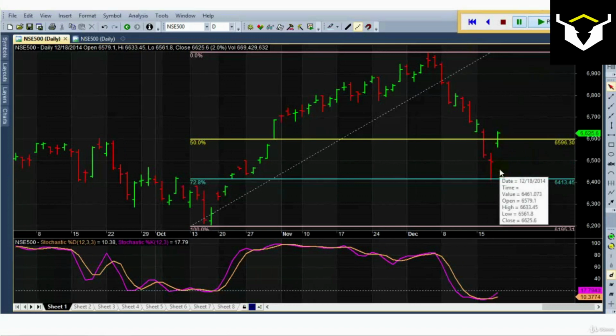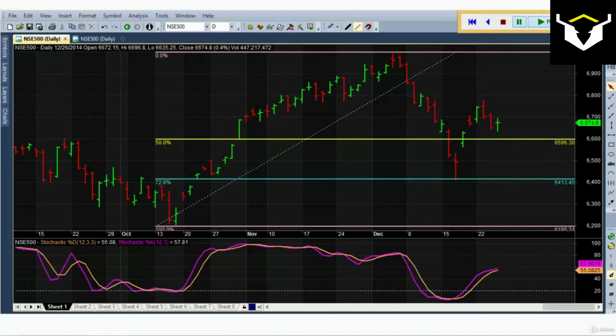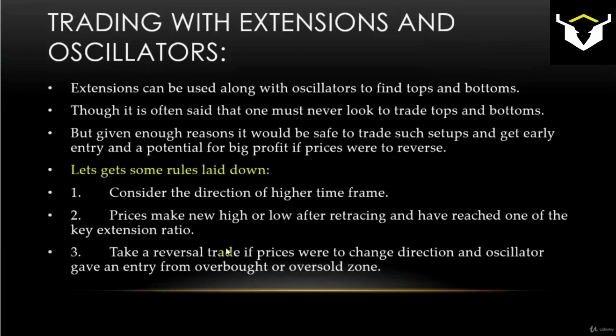Prices gapped up, confirming that 72.8 did act as a support zone. Add some bars and see what happened. You can see prices traded upside. Thus, Fibonacci ratios can be combined with a simple trading system, and you can see how powerful Fibonacci ratios can be when attached to other trading systems. We have learned trading retracements with other oscillators. Let's go ahead and use extensions along with oscillators or other trading systems.